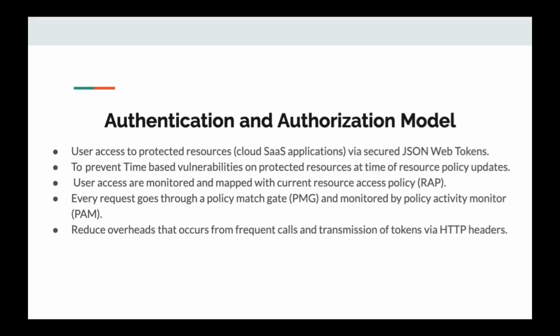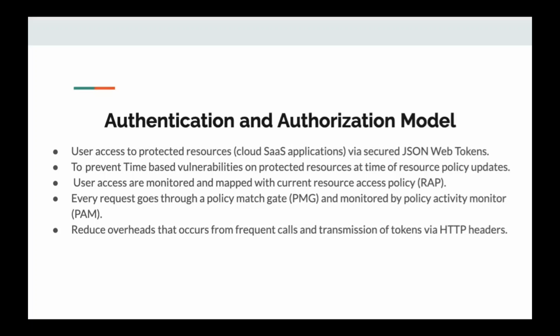So, now we are going to look at the authentication and authorization model. User accesses are monitored and mapped to be in tandem with the current resource access policy. Every user request call to the resource goes through a policy match gate, and the event or process is monitored by a policy activity monitor, which ensures that user access tokens making the request call have the appropriate RAP, that is the resource access policy, even though the token is still valid.